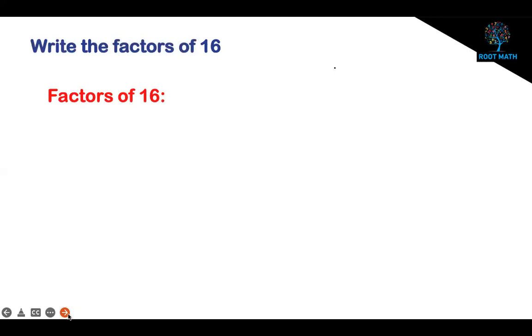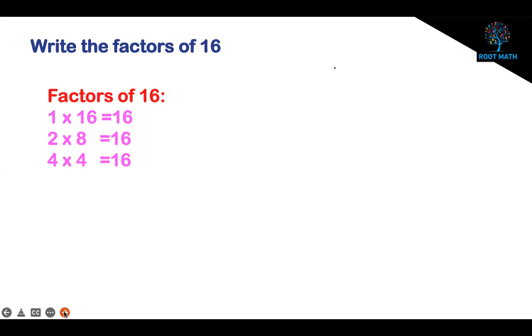Here, you are asked to list out the factors of 16. How do we write the factors of 16? Just think of the times tables. Start from the times table of 1. In the times table of 1, 1 time 16 is 16. Since 16 is an even number, definitely it comes in the second table: 2 times 8 is 16. In the third table, 16 is not there. Go to the fourth table: 4 times 4 is 16.